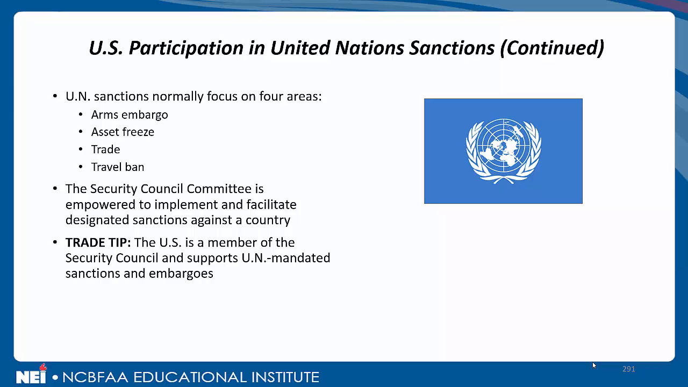Travel bans on North Korea are a good example of that multilateral approach, in this instance to a sanction specific to a travel ban. Moving on with the power of the Security Council Committee, they are indeed empowered to implement and facilitate designated sanctions against a country. So not only can they vote on a resolution, they can make it happen as well. It's implementation. Quick trade tip, we pretty much mentioned this already. The U.S. is a member of the Security Council and supports UN-mandated sanctions and embargoes. In fact, the U.S. is probably one of the bigger sponsors of resolutions that lead to sanctions and embargoes.